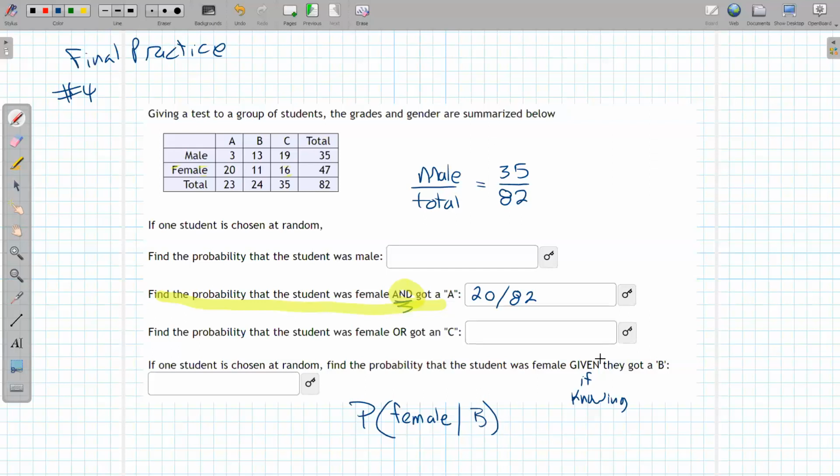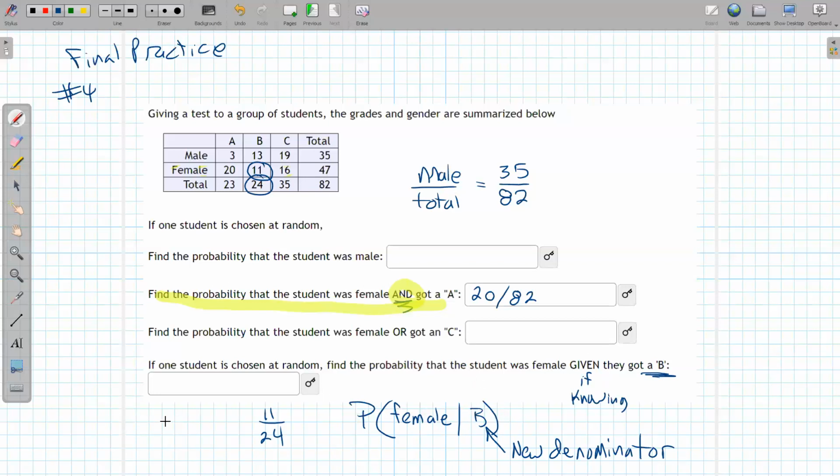So then I would look for the females who got a B. That would be this group here. And then my denominator is just the students who got a B. So that one right there would be 11 out of 24. So the knowledge changes the denominator. That's the only time we change the denominator. If there's no reference to some knowledge, some if, some given, then we just use the total for the whole sample.